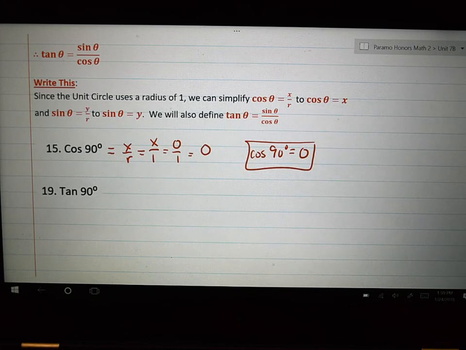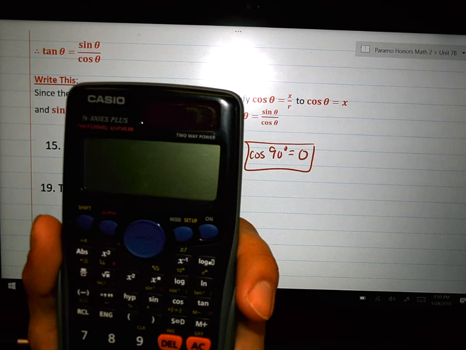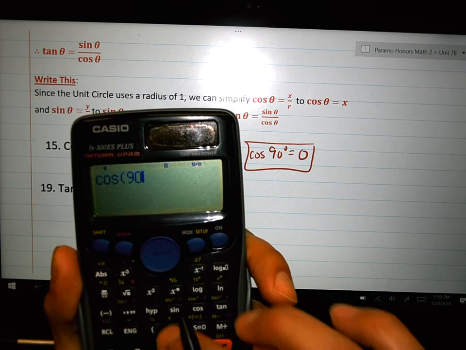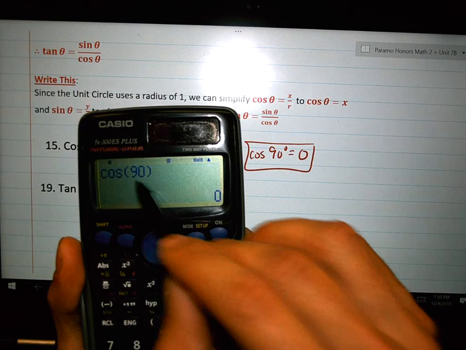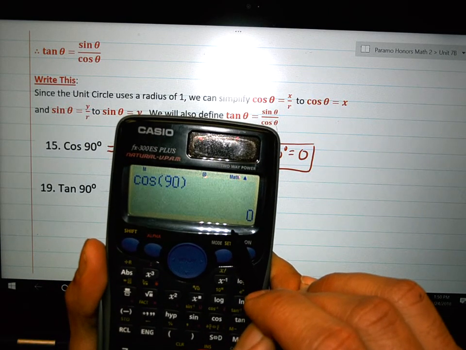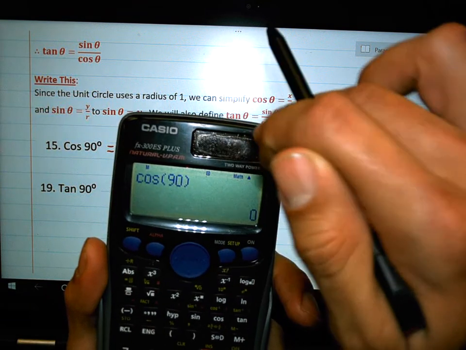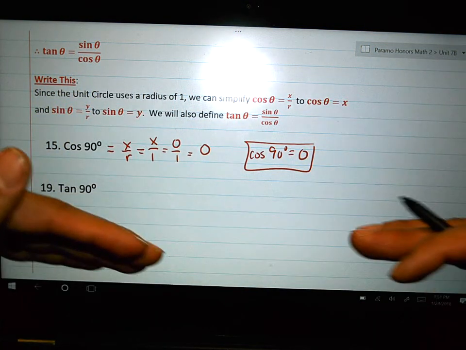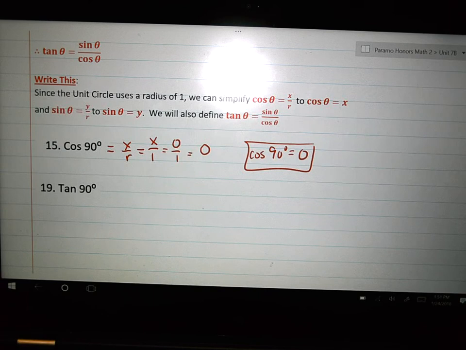Now, I know that I could show you this on the calculator. And there's part of me that doesn't want to show it to you because if I press cosine of 90, I get 0. You are not going to be allowed to use the calculator. You're going to have to know how to do this with the unit circle. So get it into your heads right now that the cosine is dealing with your x and the sine is dealing with your y, and you're going to be golden.